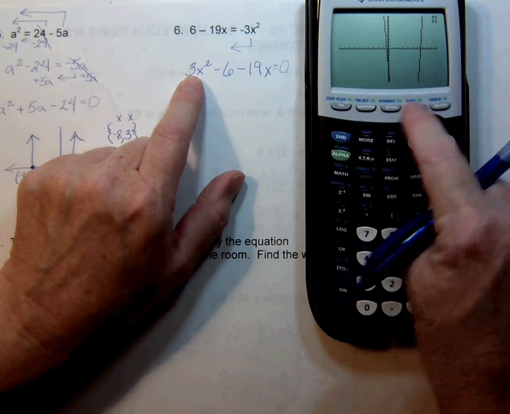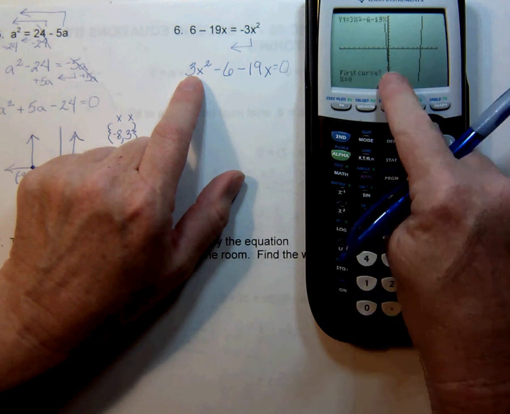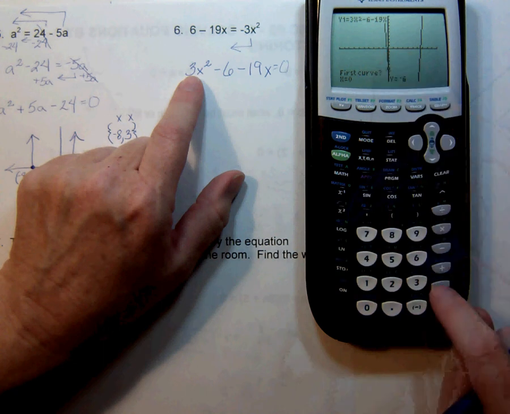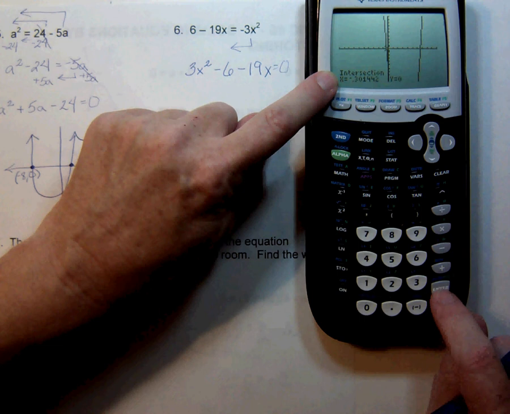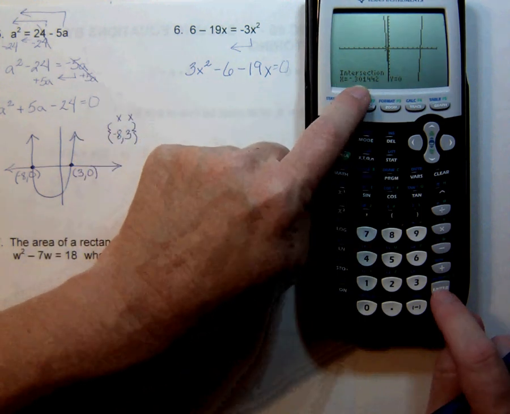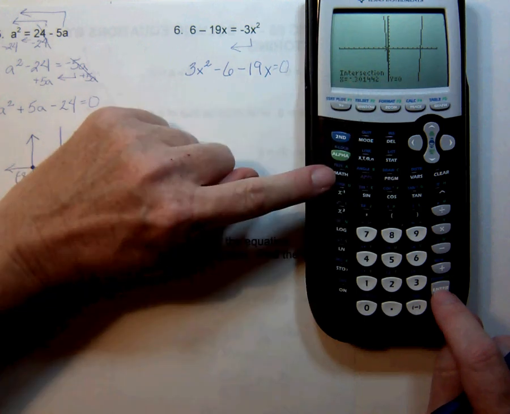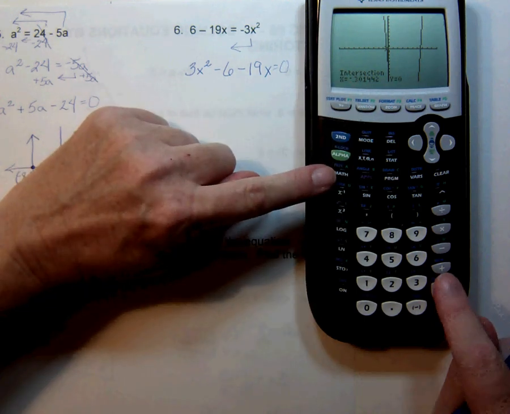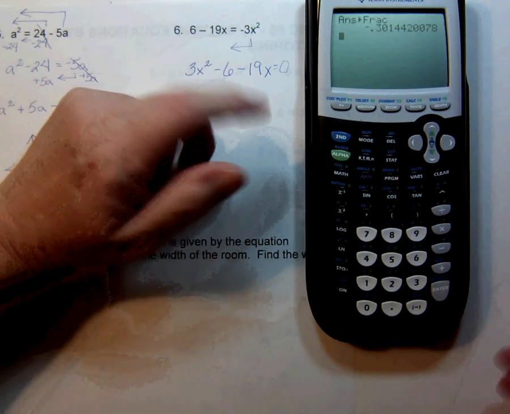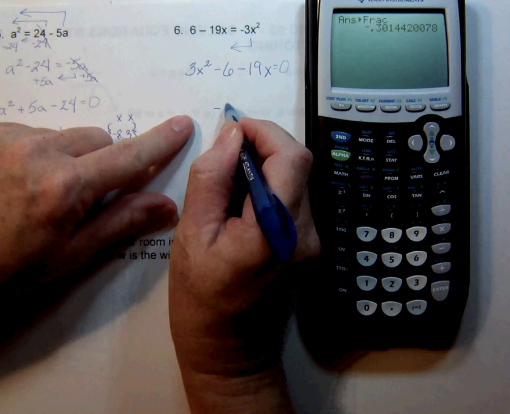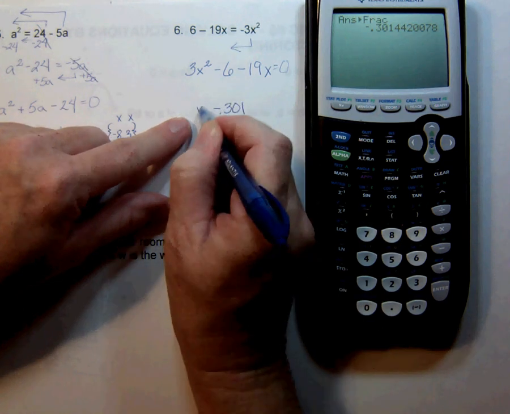Second, calculate, find the intersection. The cursor's already on this side, so we'll just get that one first. First curve, second curve, guess. You hit enter three times. This one doesn't appear to be an even fraction, but here's how you find out the fraction. You may have used the math button. You first clear it, and then hit math, and then hit enter twice. So it didn't do it, so let's just leave it in that form. Negative 0.3, carry it out maybe 3 places.